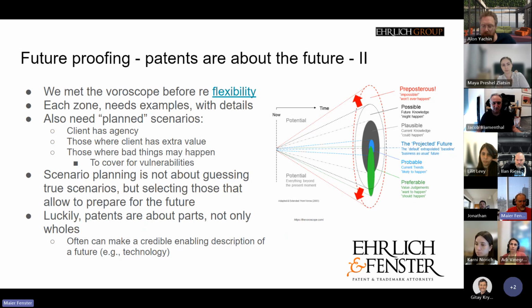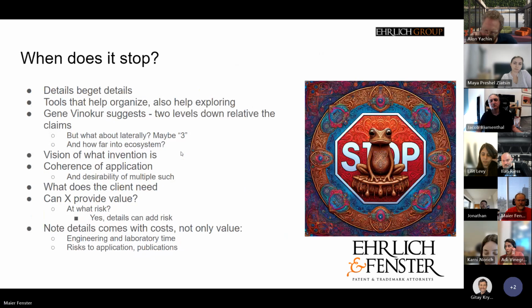Now, there's no way you can know what's going to happen, but luckily for us, patents don't have to describe a complete solution. Instead, if you can describe a scenario, hopefully you can describe some component of that scenario that we know how to do and we can give enough details about. And we do it all the time, so I know it's possible.